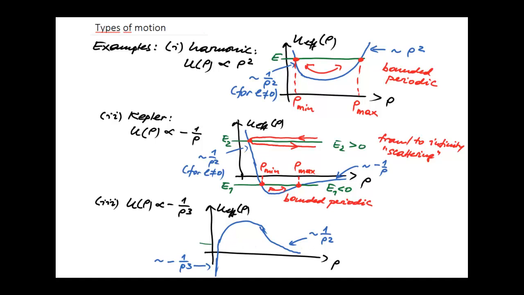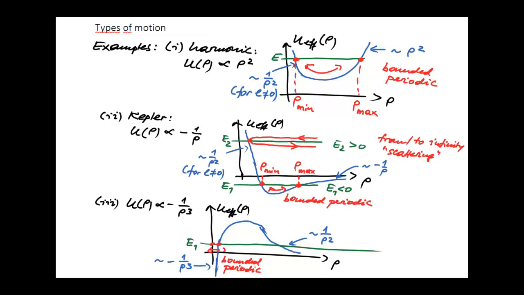Let us first consider an energy here, say E1. And then we have this hump in between. So the type of motion that we will see will depend not just on the energy, but also on the initial condition of the system. If the system is initially in this region here, then we will see a bounded periodic motion. So if initially the distance is very small, then we will see that bounded periodic motion.